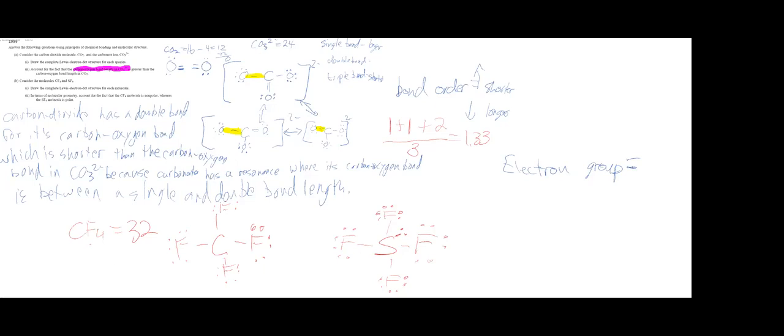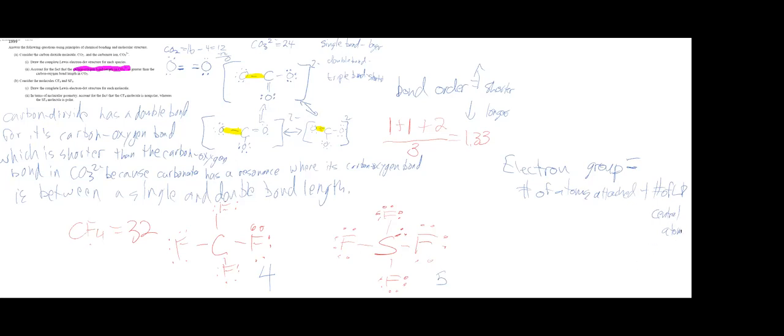4, right? And SF4? 5, right? And remember, we find this by looking at the number of atoms attached plus the number of lone pairs, and we're always looking at the central atom. We're not worried about the outer ones. We're looking at the central atom.